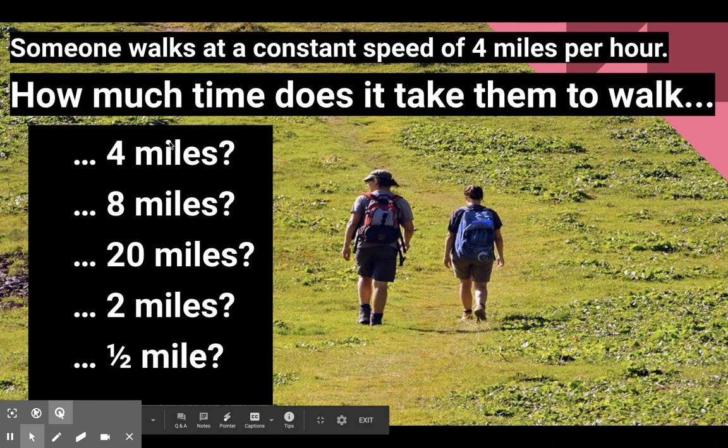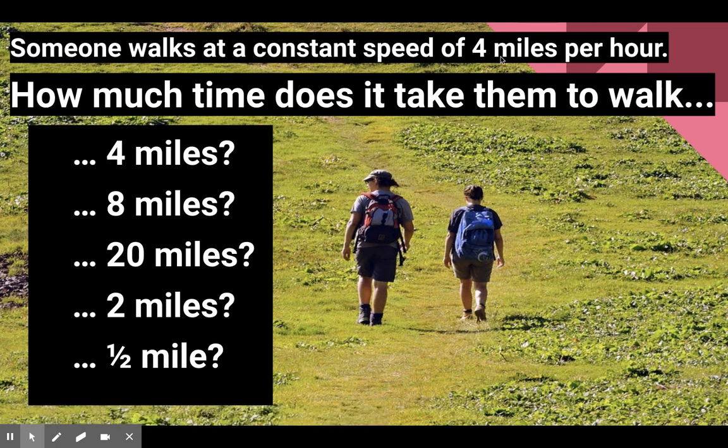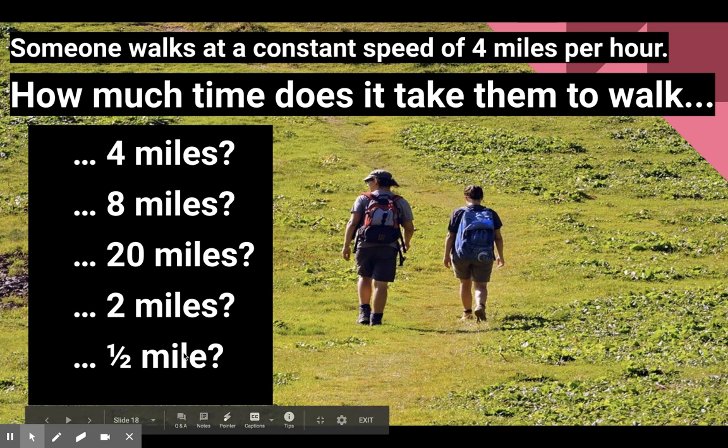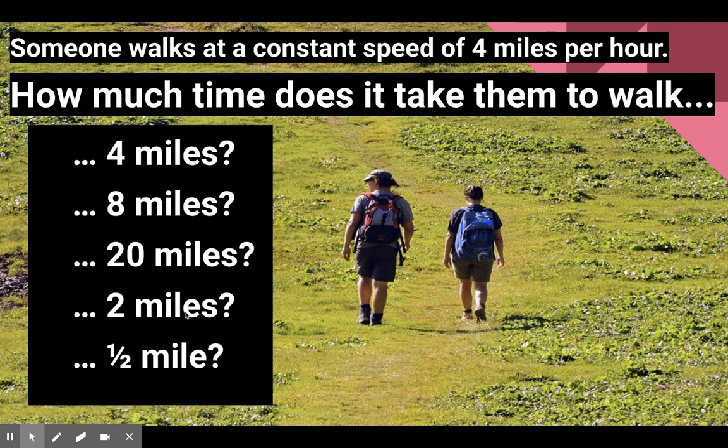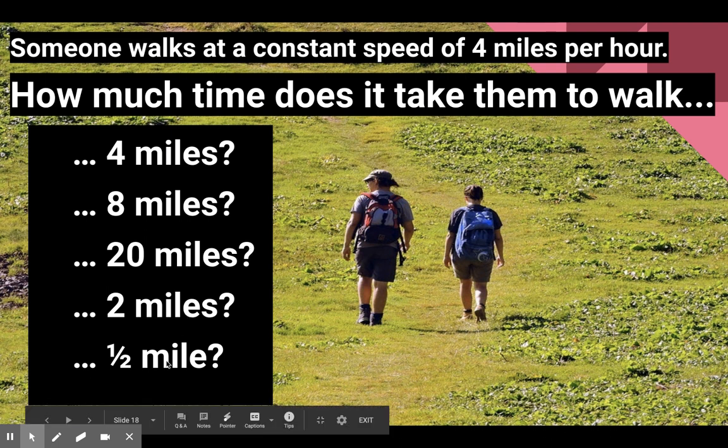So hopefully you would notice if I want to walk 4 miles, well, that was my given. I can do 4 miles in 1 hour. So that means I can do 8 miles in 2 hours. I could do 20 miles in 5 hours. Okay. 2 miles, because that's half of the original that was given, I can do that in a half an hour. And then a half a mile, well, I could do a half a mile in 15 minutes.